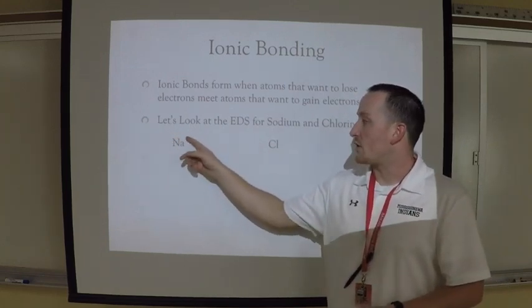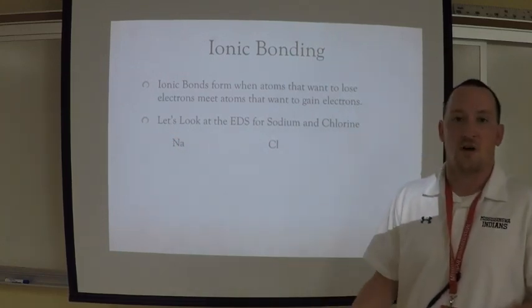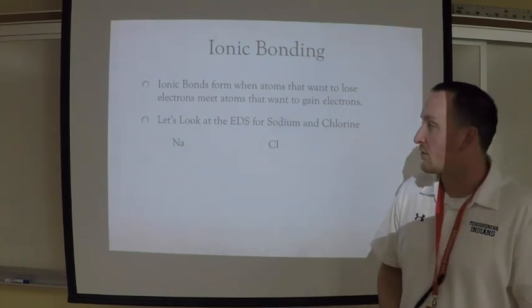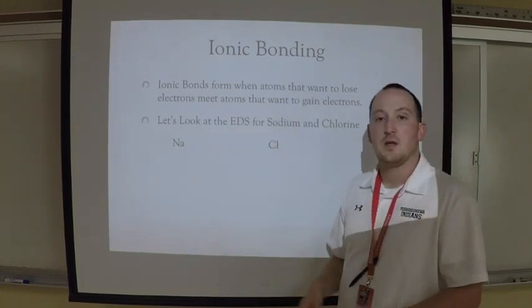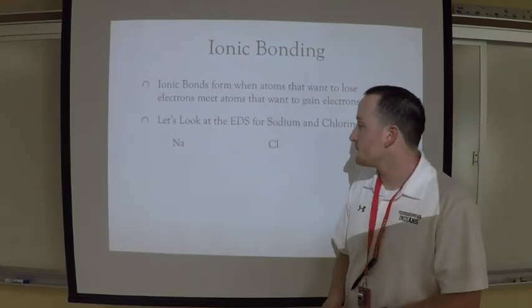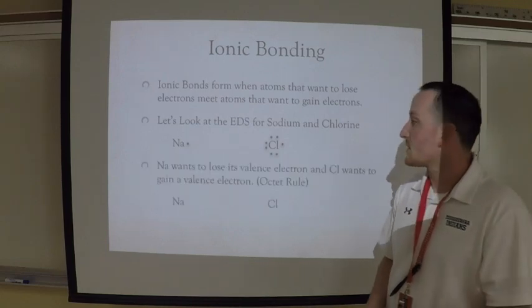To draw the electron dot structure, you look on the periodic table, you find sodium. It's in column 1, which means it's going to have 1 valence electron. Then chlorine, it's in column 7, which means it's going to have 7 valence electrons, like this.